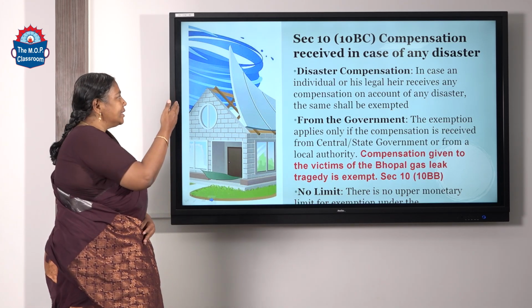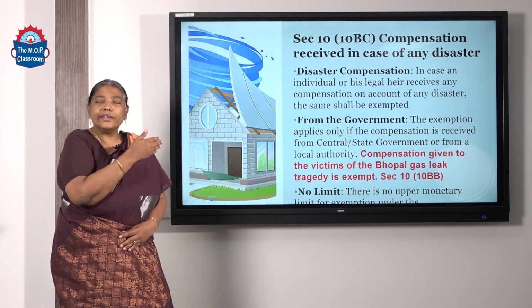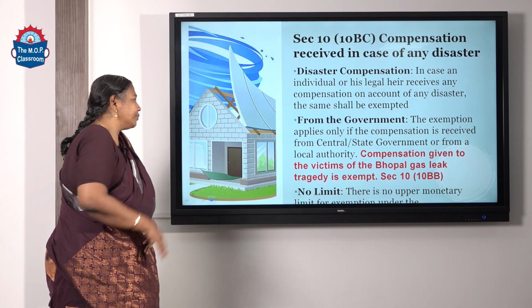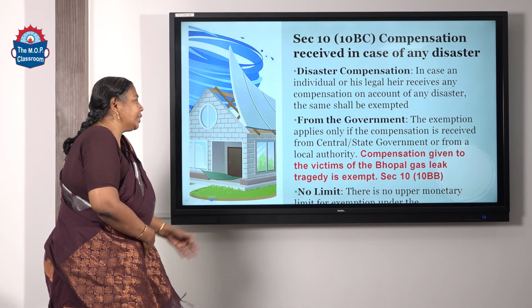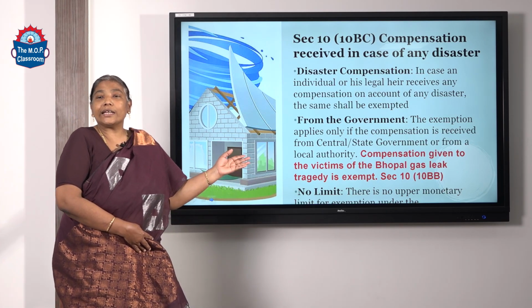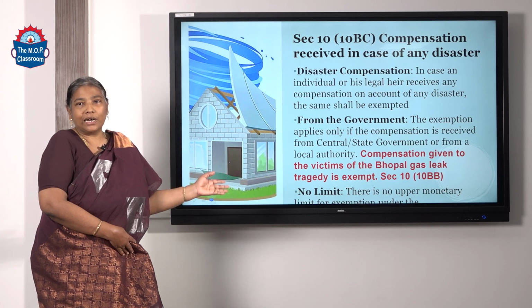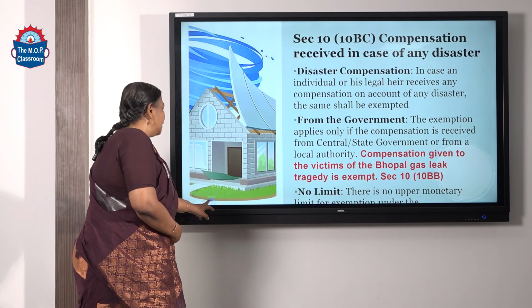So, that results in this provision: any compensation received in case of a disaster is fully exempted in the hands of the victim, and there is no limit with regard to this exemption. And this exemption is for the compensation that has been provided only by the government, either the central government, state government, or the local authority.